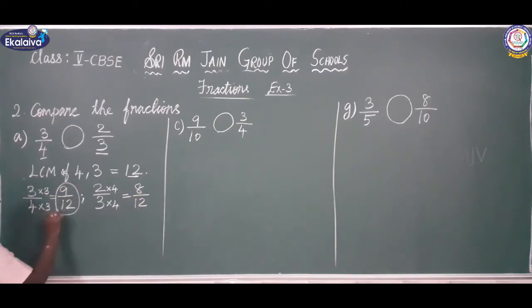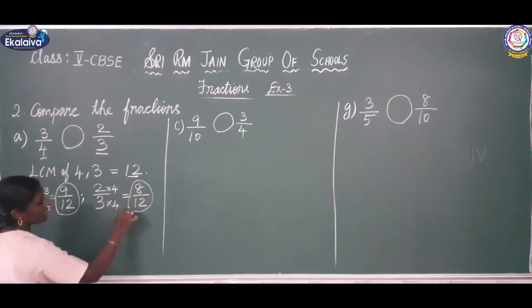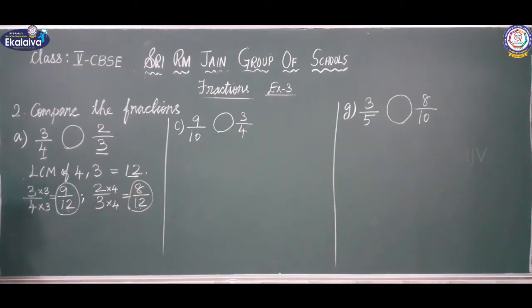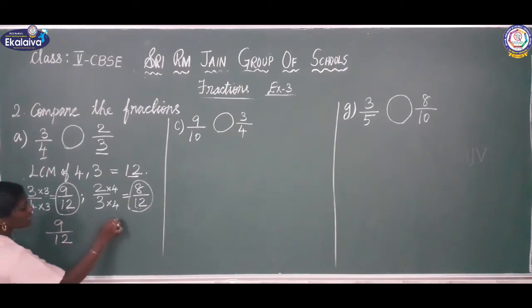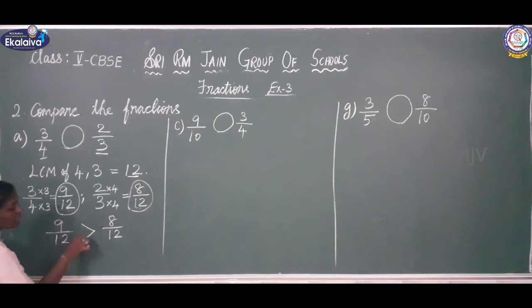Now we got the fractions with the same denominator 12. These two fractions are like fractions. In like fractions we have to compare the numerator. Here the numerator is 9. Here the numerator is 8. Which is greater? 9 is greater. So 9 by 12 is greater fraction. For the given fractions 3 by 4 and 2 by 3, 3 by 4 is the greater fraction.